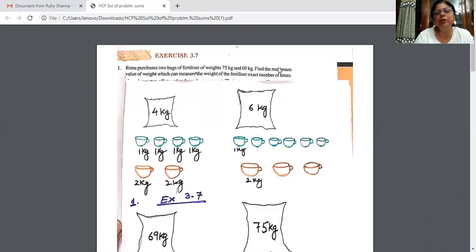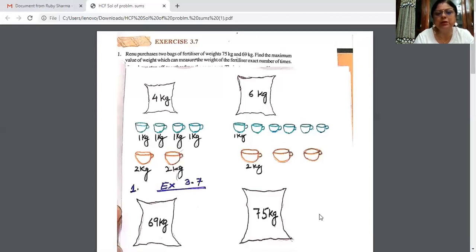And how can you find the greatest capacity? By finding the greatest common divisor or highest common factor. HCF or GCD is the same thing. So they want you to find the highest common factor. So that highest common factor will divide this also exact number of times, this also exact number of times. So in this case 2 is the HCF and you see 2 measures this exact number of times, 2 also measures this exact number of times.